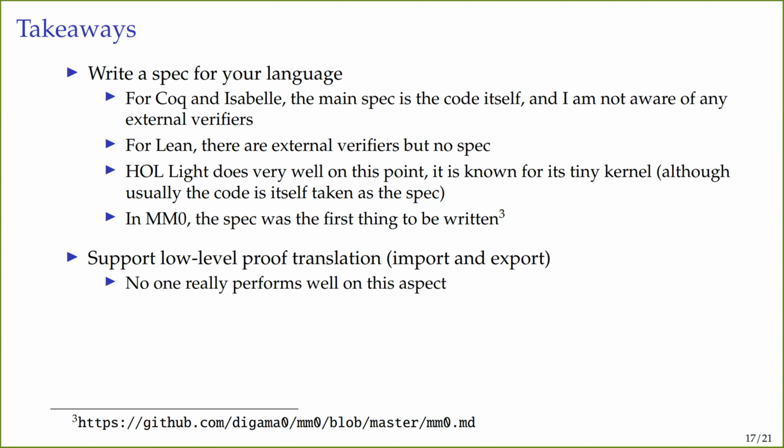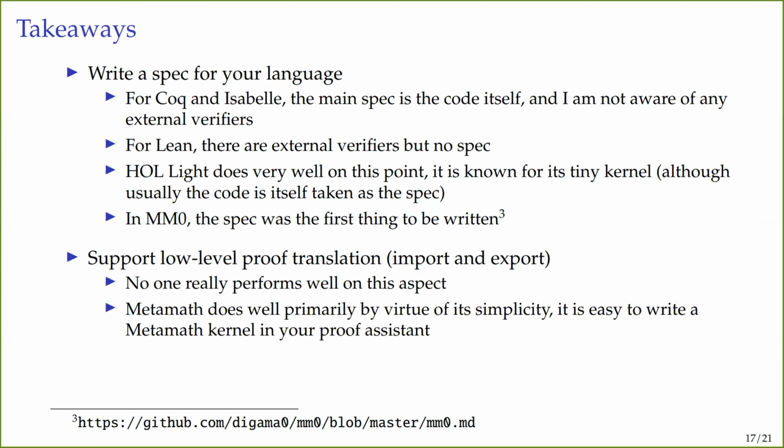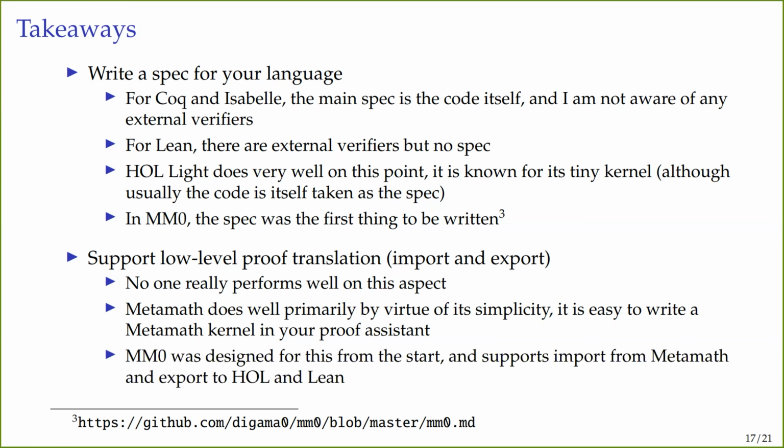So this is hard. No one's really performing well on this metric. Metamath does pretty well, not by doing anything in particular, but just by being simple. Since it's simple enough, you can write a verifier inside your proof assistant that understands Metamath proofs. And MM0 was designed for this from the start, and it supports import from Metamath and export to HOL and Lean right now.